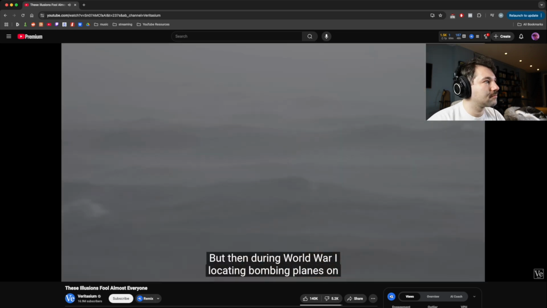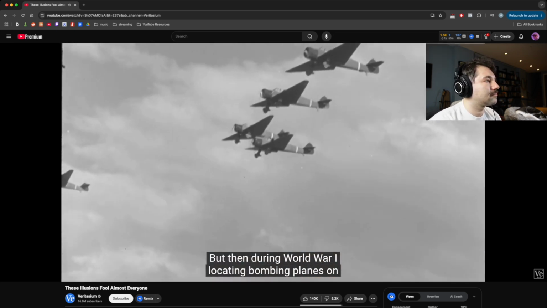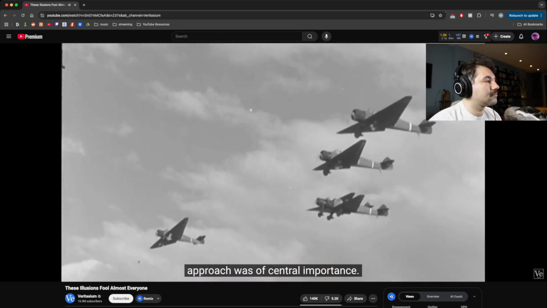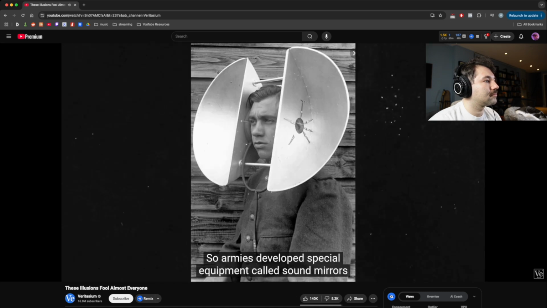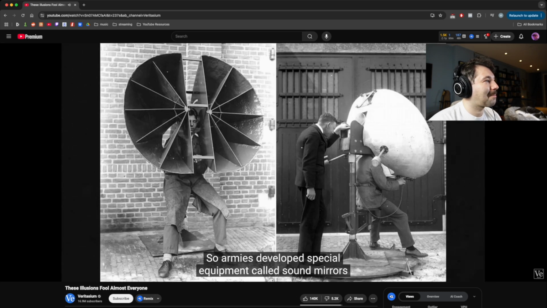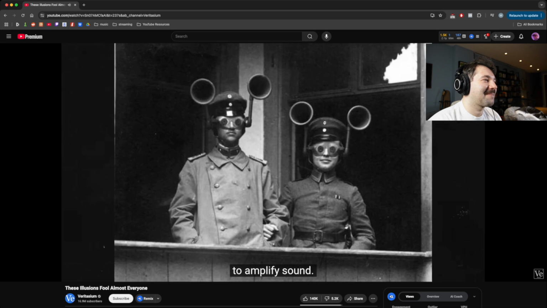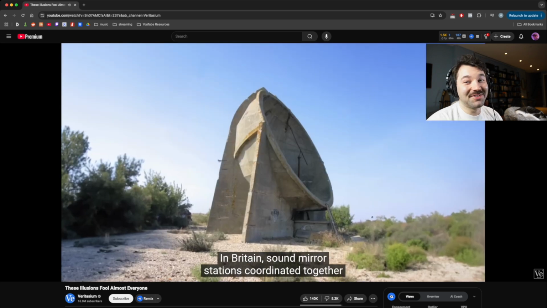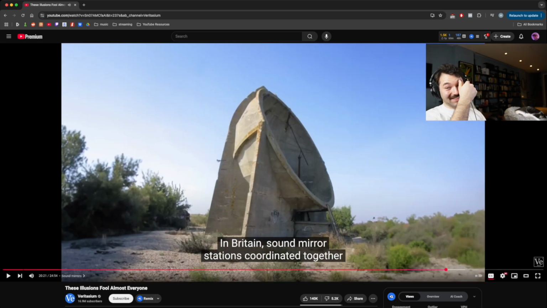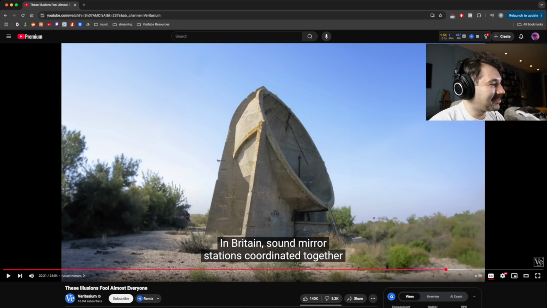That's interesting. But then, during World War I, locating bombing planes on approach was of central importance. So armies developed special equipment called sound mirrors to amplify sound. In Britain, sound mirror stations coordinated together. Those are some cool pictures. I might have to investigate some of those for some album covers.